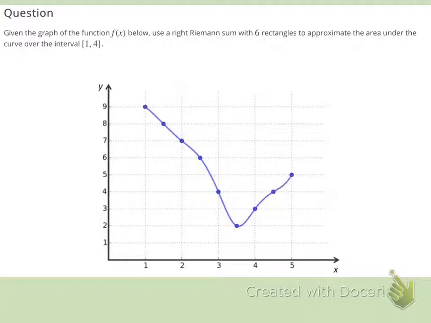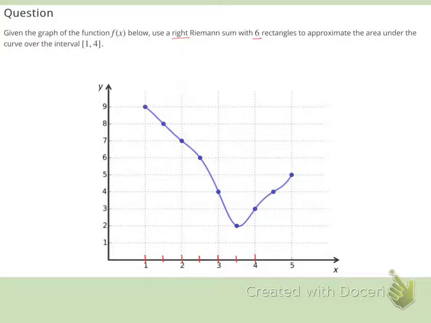Hi everyone. This is the first practice problem for section 5.1 where we are going to use Riemann sums to approximate area under the curve. In this case we're going to do a right Riemann sum with 6 rectangles over the interval from 1 to 4. So from 1 to 4 I want to create 6 rectangles. Starting at 1, ending at 4, if I just go along the whole numbers here, I'm going to end up with 3 rectangles. So let's cut this in half, and that will give me 6 rectangles.